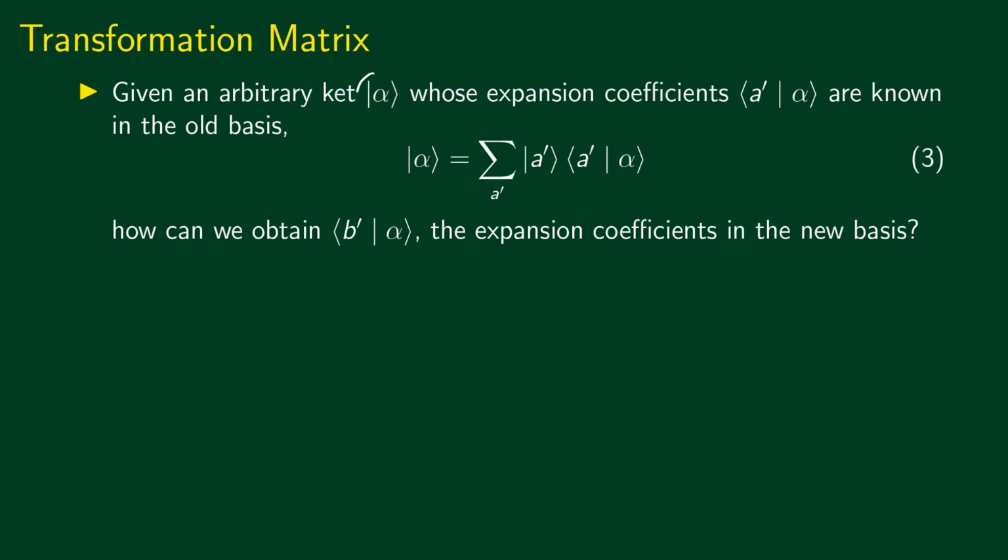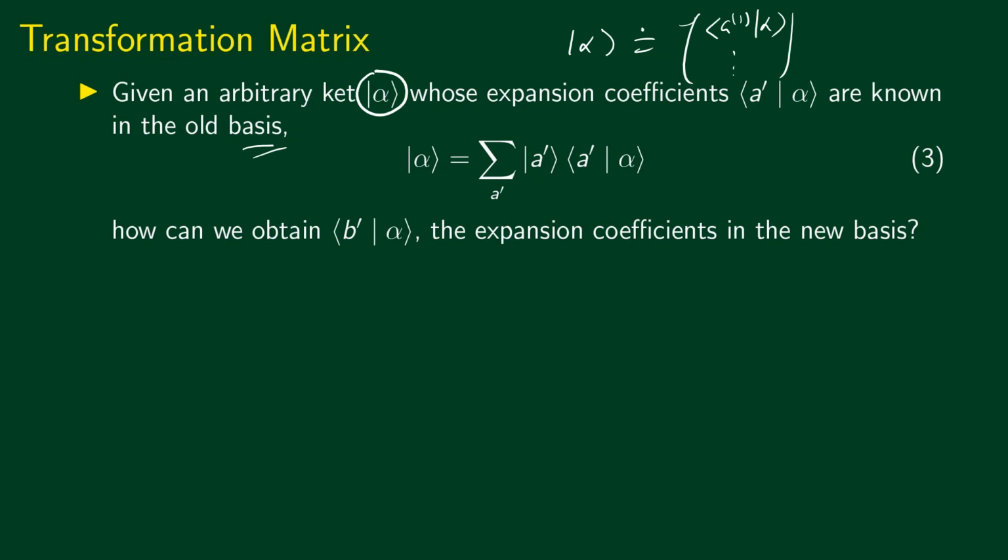Now we know that given an arbitrary ket, we can represent it in a basis by the expansion coefficients. We can write these expansion coefficients as a column matrix, and that can be considered a representation of ket alpha. So we say that ket alpha can be represented by a column matrix with elements A1 alpha, A2 alpha, etc. Okay. So given an arbitrary ket alpha whose expansion coefficients are known in the old basis, the expansion coefficients are the representation of this ket.